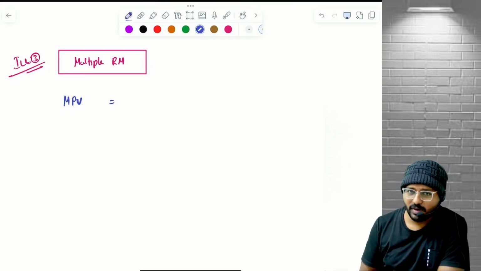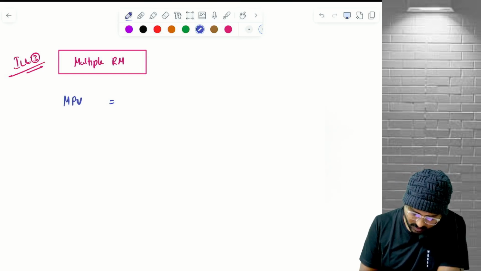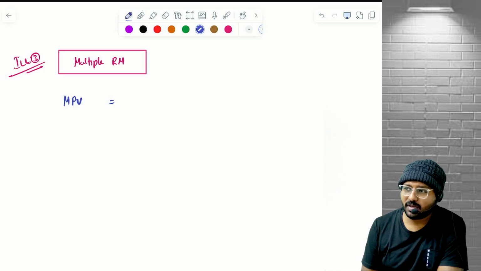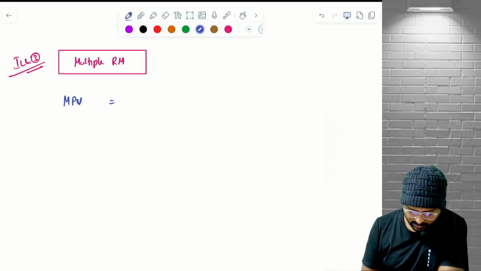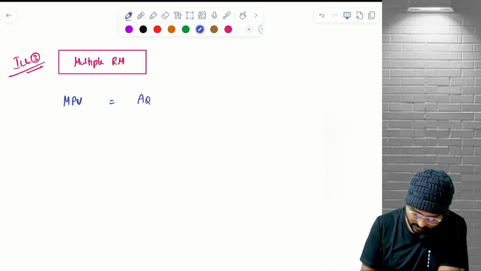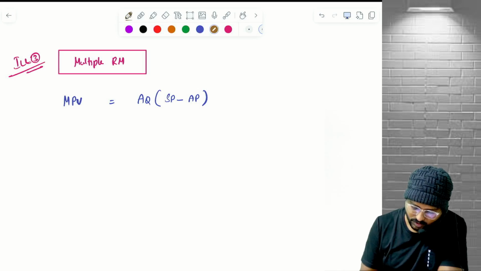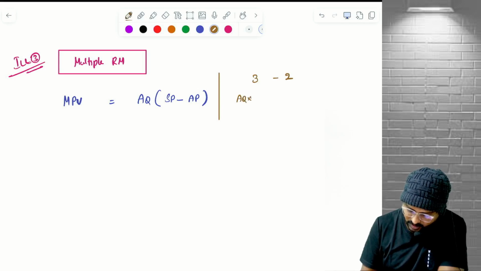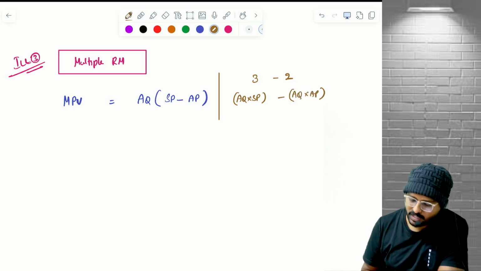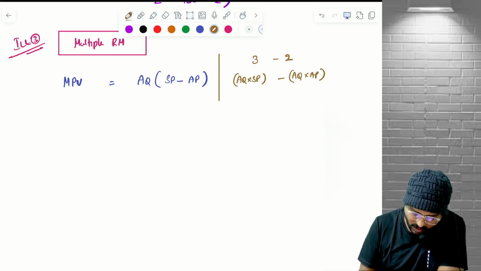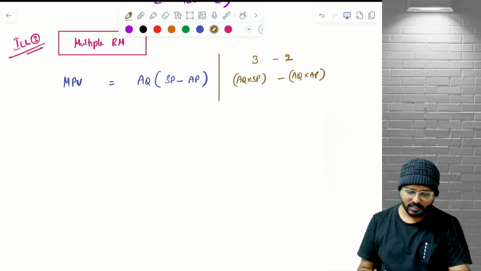So you know the formula, right? Material price variance, what is the formula? 3 minus 2. What is 3? AQ into SP. What is 2? AQ into AP. In other words, it is AQ into SP minus AP. You should be comfortable by this time. So AQ is common, into SP minus AP. That is equal to.